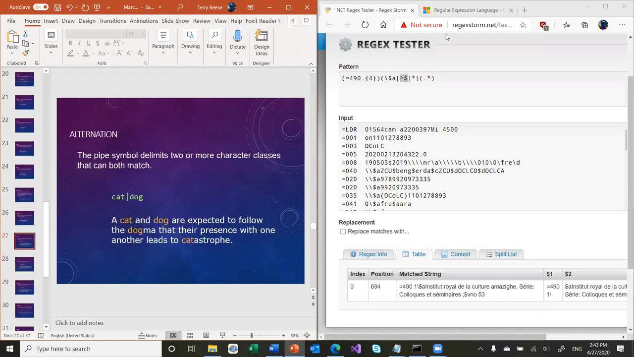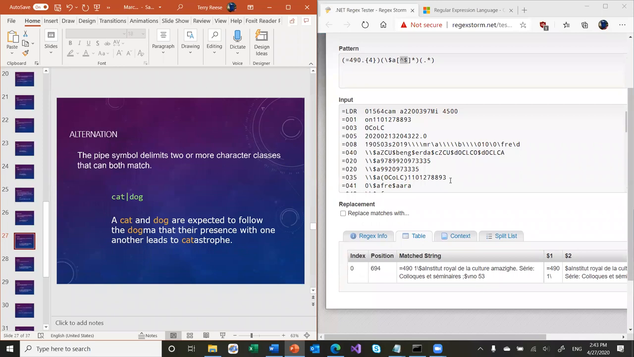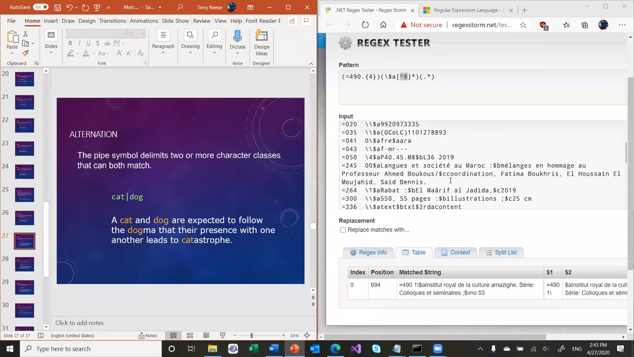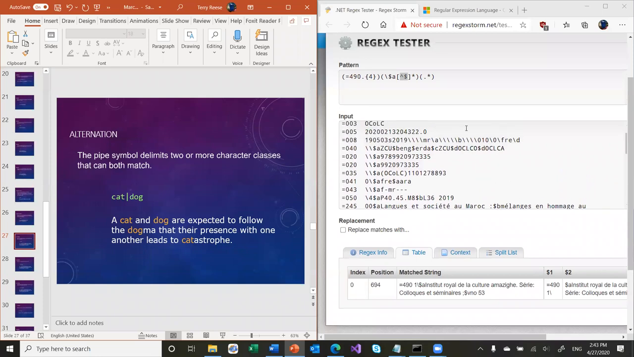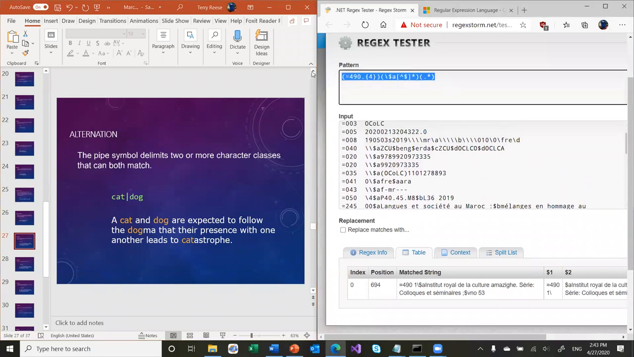Alternation, I think of these as ORs. They're not true OR statements, but they work for all intents and purposes for what we care about. They are essentially like OR statements, and what this does is allow us to match on multiple things.